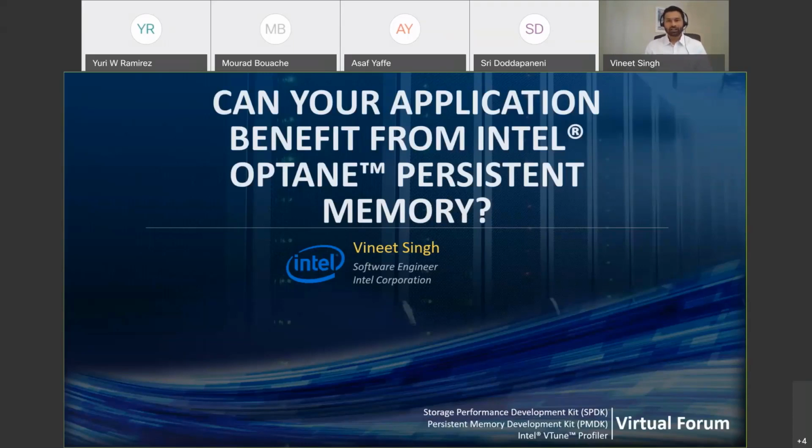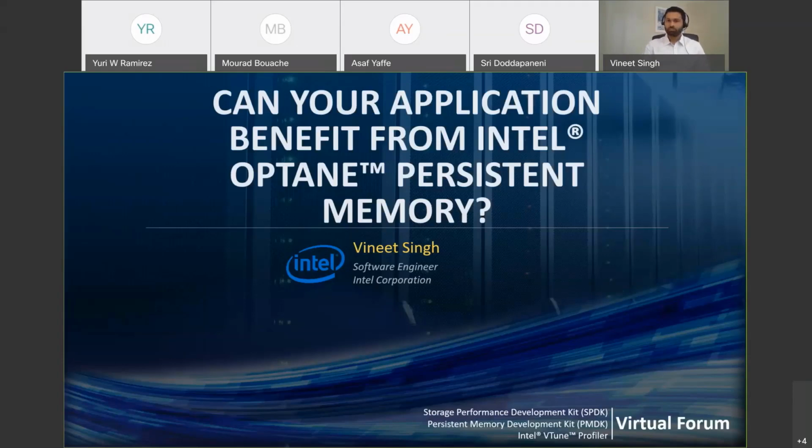So Intel has offered this new memory technology, Optane persistent memory, which is persistent. It's like DRAM, provides extra capacity to you. All those things sound amazing. But as an end user, the main question in your mind is, how can I benefit from this new memory technology? And that's what I'll try to cover in this talk.